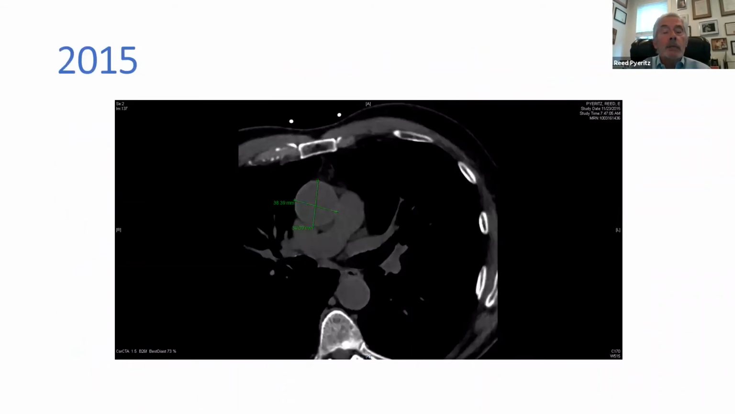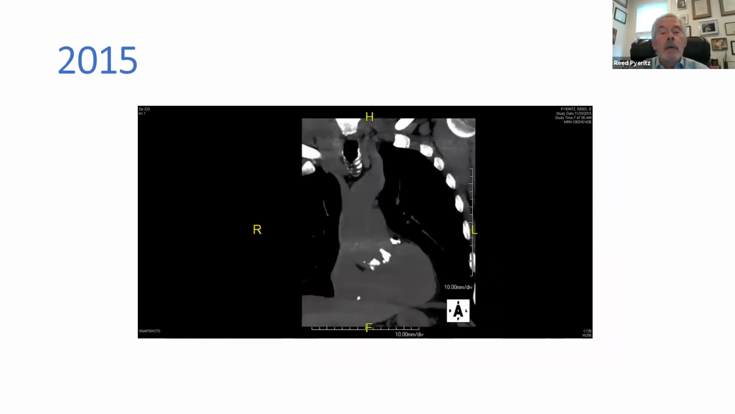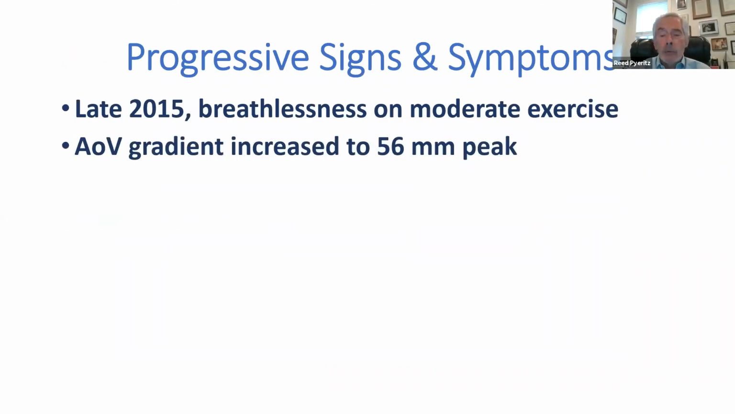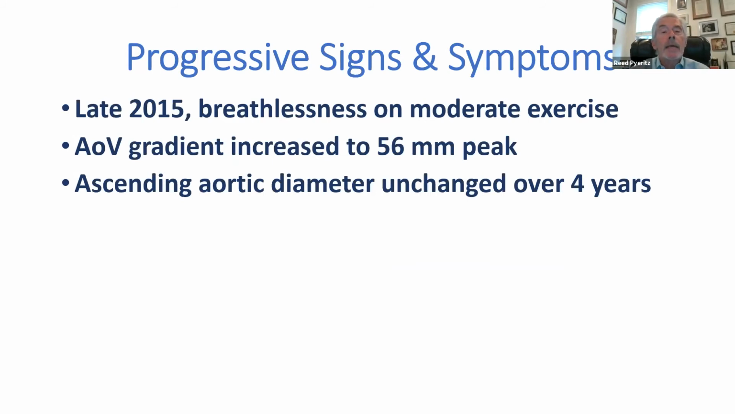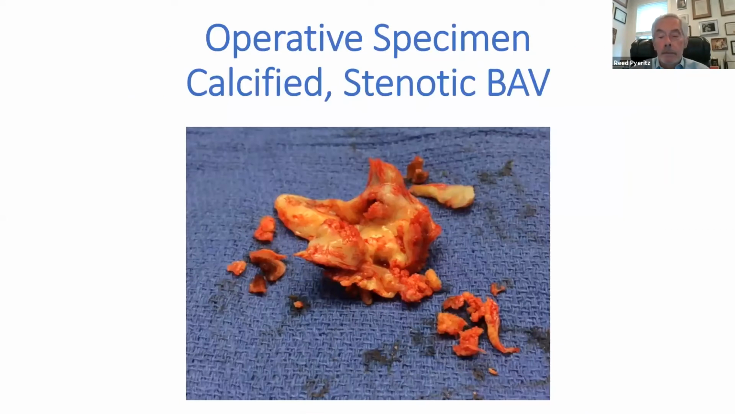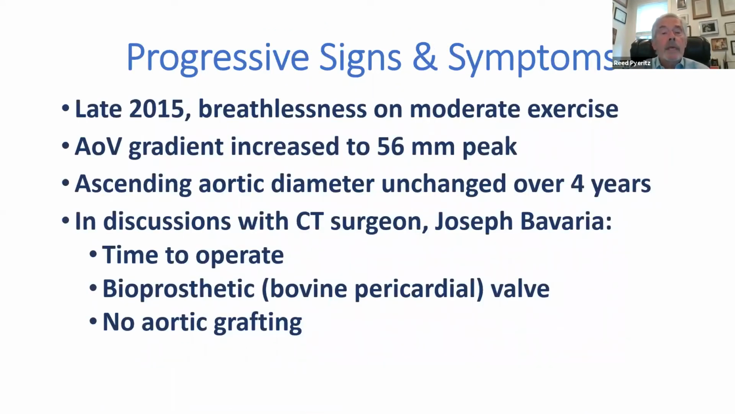Here's an actual CT scan showing the mid portion of the ascending aorta in 2015, measuring about 39 millimeters in both directions. And here's a lateral view showing that the aortic valve is heavily calcified. So my actual history is interesting because I had had some increased breathlessness, and because the gradient had increased, I went to see my cardiothoracic surgeon, Dr. Joseph Bavaria, at the Hospital of the University of Pennsylvania.